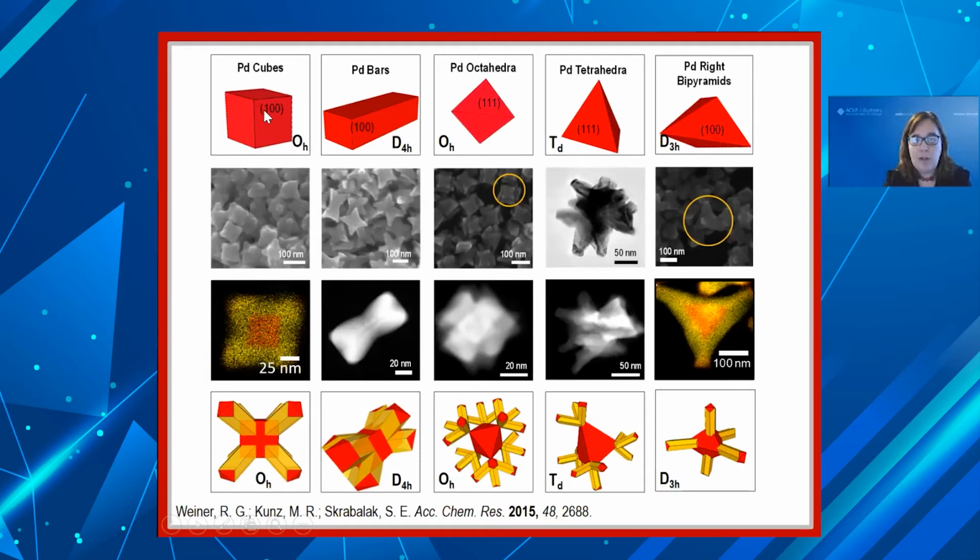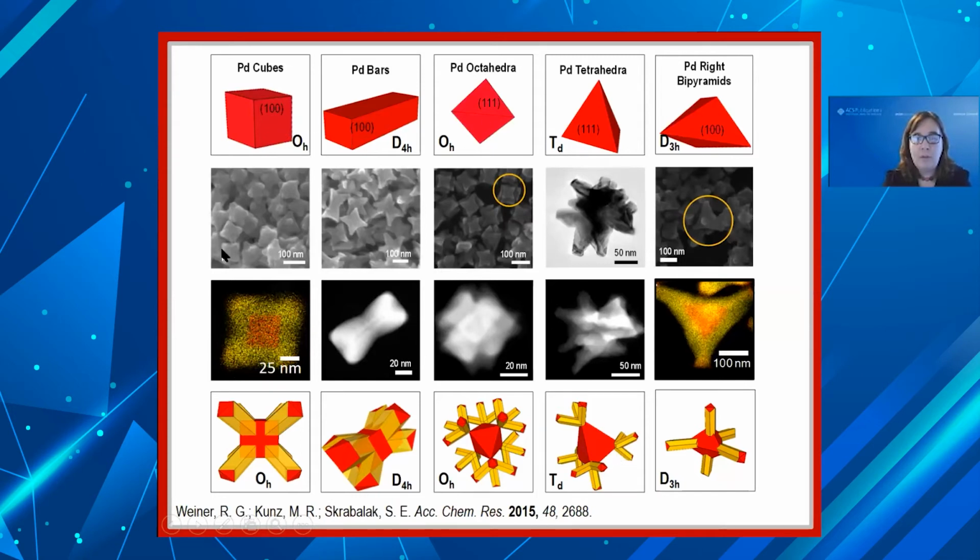So from octahedral shaped seeds, or seeds with octahedral symmetry, we always ended up with branched nanocrystals with octahedral symmetry. But switching to palladium bars, which have D4h symmetry, we end up with branched nanocrystals, again with D4h symmetry. From tetrahedral symmetry, tetrahedral symmetry. From right bipyramids with D3h symmetry, branched nanocrystals with D3h symmetry. Looking at this a little further, you'll notice that we have many different numbers of branches.